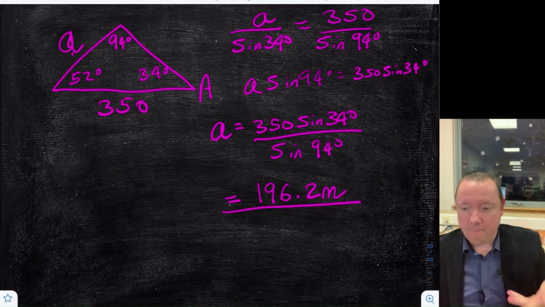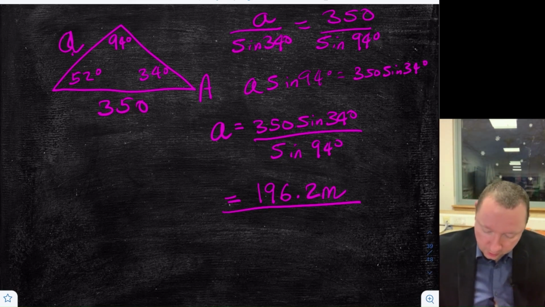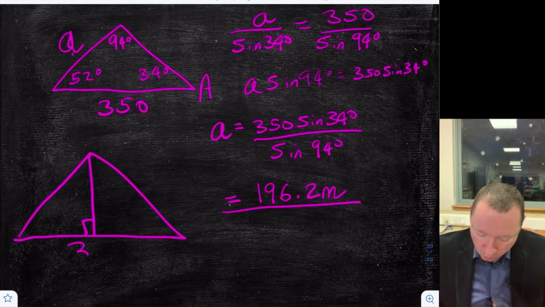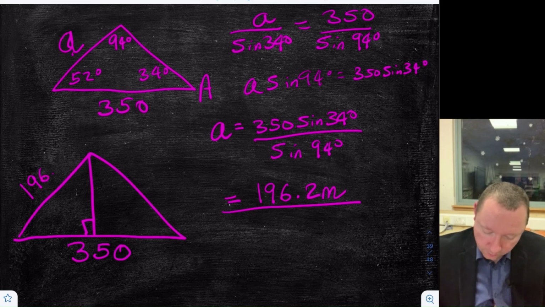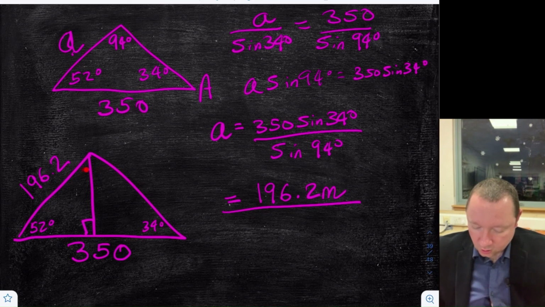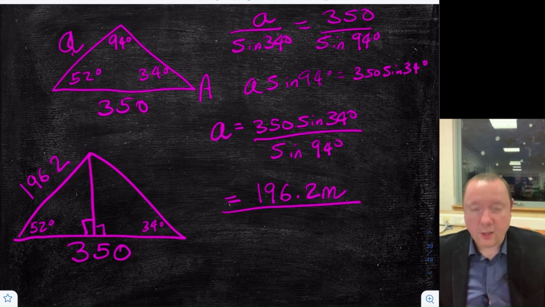But now I need to get the height. So redrawing my triangle with all the information I've got now. I want this height here. I know that this bottom whole thing is 350. I've just calculated that this one is 196.2. And I know some angles. I know this is 52 degrees. This is 34 degrees. I'm not going to bother putting this on because it doesn't cut it in half. It adds up to 94, but it doesn't cut it in half. You can calculate either this angle or this angle using right angle triangles here. But there's lots of ways now to work out this height.